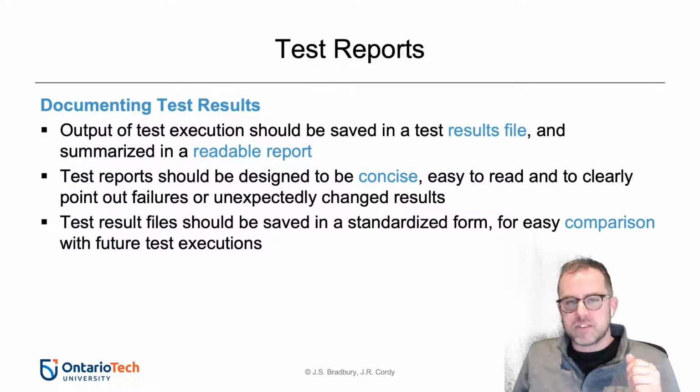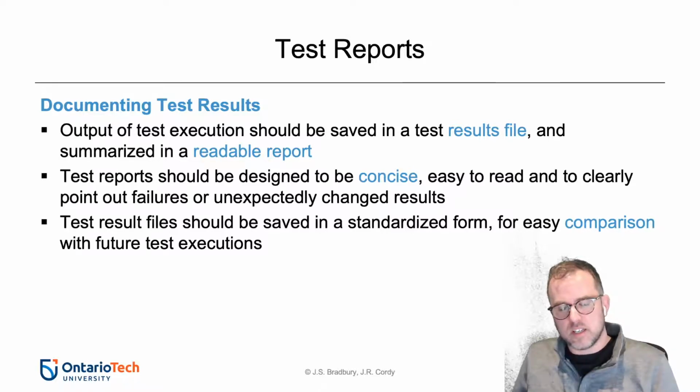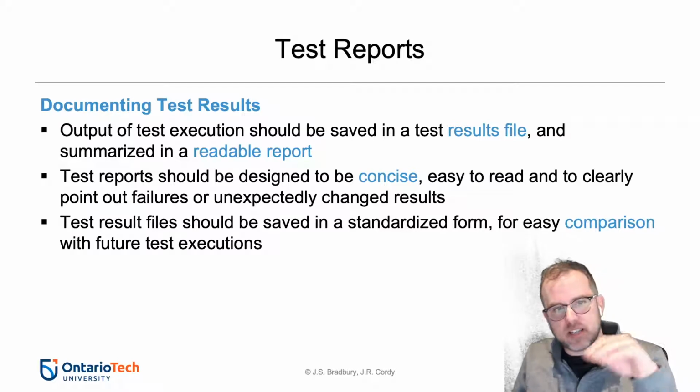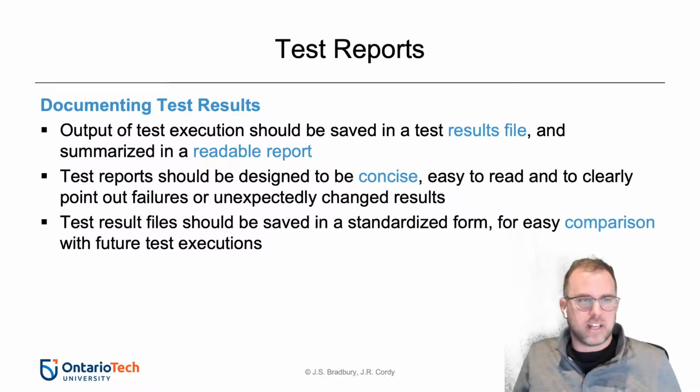We also should have some sort of summary, a readable report. This is a report that doesn't include all of the raw data in terms of the outputs of tests and so on, but includes a report of all the tests that passed, all the tests that failed. The report is the high-level overview that should be concise, so that we can clearly see where the failures are and where the unexpected changes are. To better understand those failures and unexpected changes, we then can dive deep into the results file as needed.